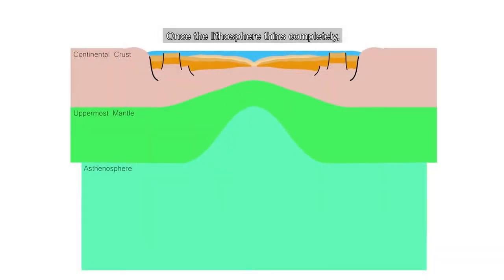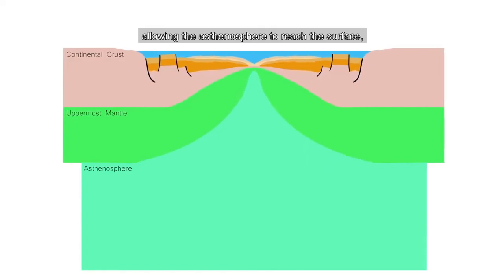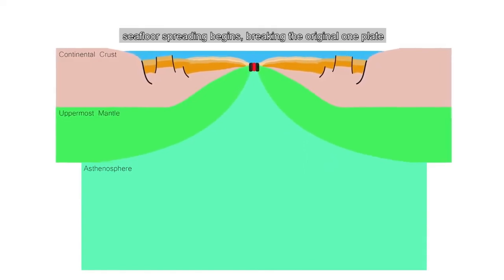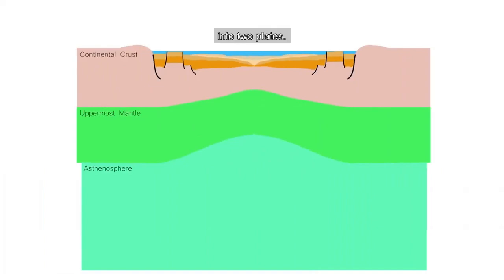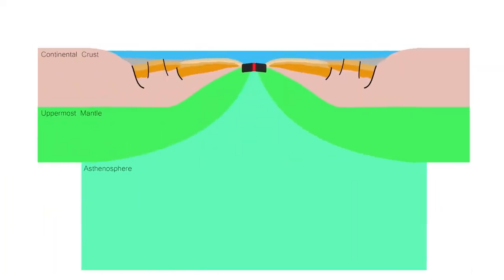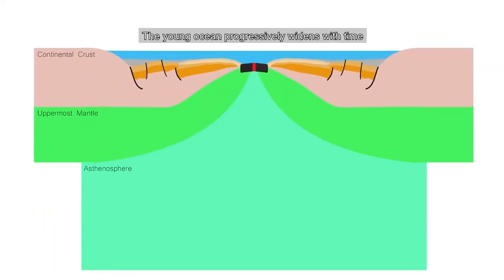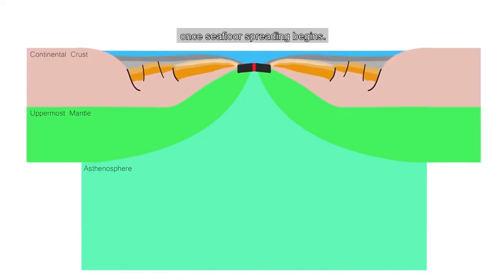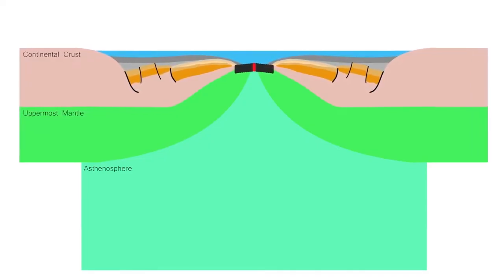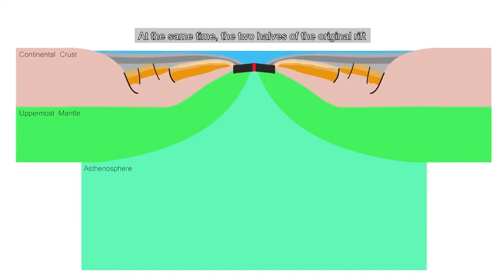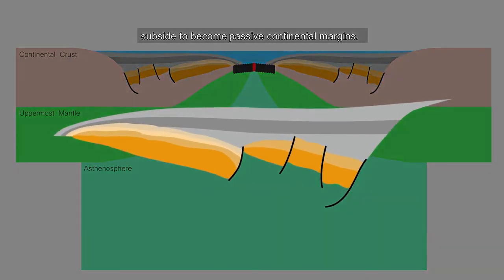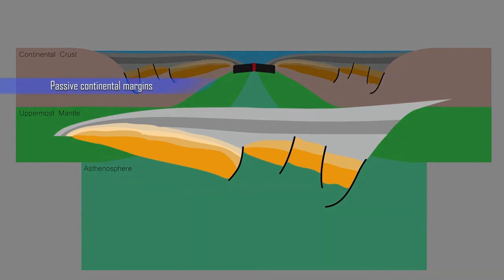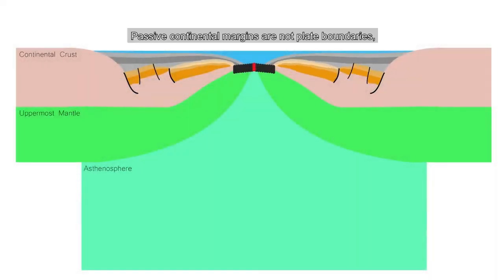Once the lithosphere thins completely, allowing the asthenosphere to reach the surface, seafloor spreading begins, breaking the original one plate into two plates. The young ocean progressively widens with time once seafloor spreading begins. At the same time, the two halves of the original rift subside to become passive continental margins. Passive continental margins are not plate boundaries, but are the two separated halves of where the new plate boundary began to form as a continental rift.